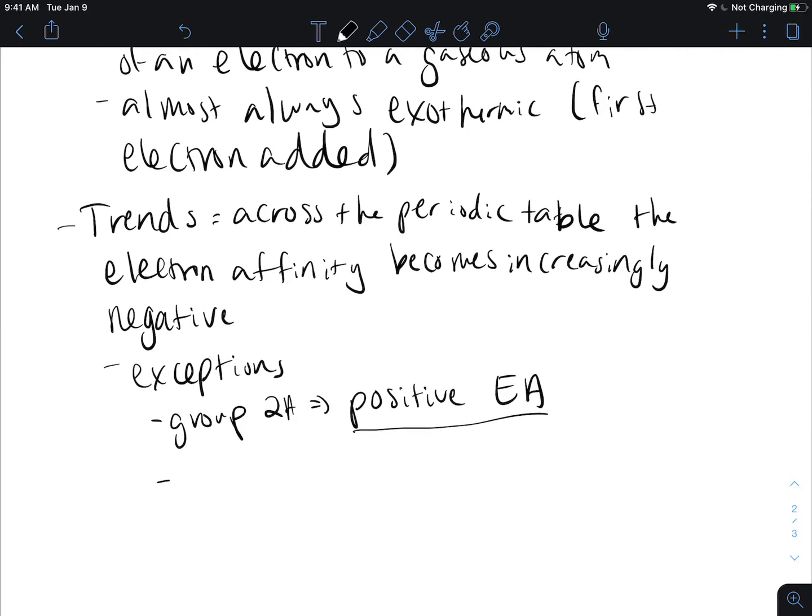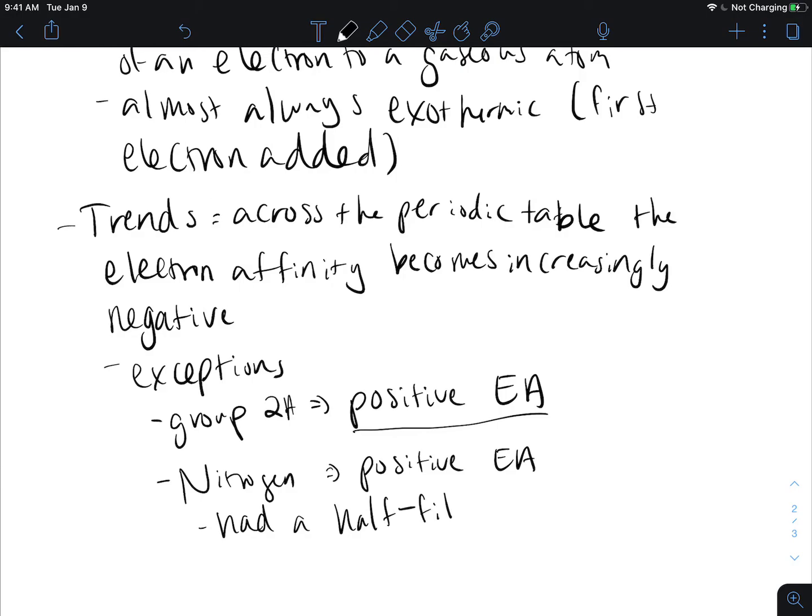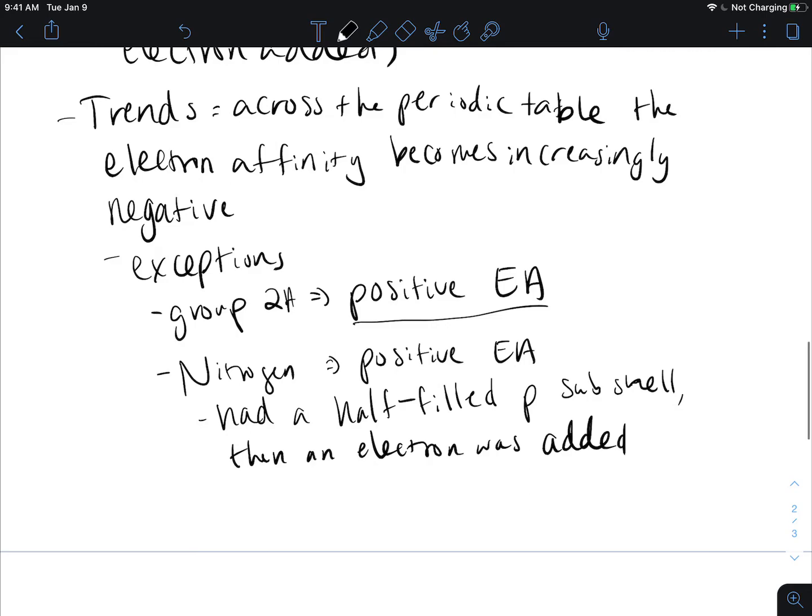And then nitrogen also has a positive electron affinity, and that's because we have a half-filled state before. By adding an electron, we no longer have a half-filled state. So we have a half-filled subshell, then an electron was added, and we no longer had that energetically favorable half-filled state. So let me add an electron to an empty subshell. Okay.